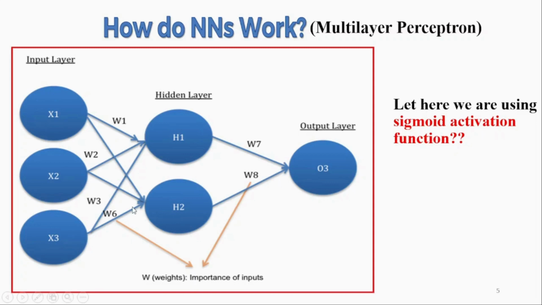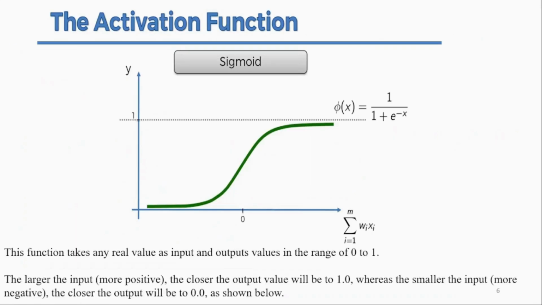Again, based upon some threshold value, the importance is checked here by a certain activation function. Here we are using the sigmoid activation function. Inside this hidden layer, we are going to use sigmoid functions. Now, what is a sigmoid function? If you remember from the previous lectures, let me show you the sigmoid activation function here. This is the sigmoid activation function.